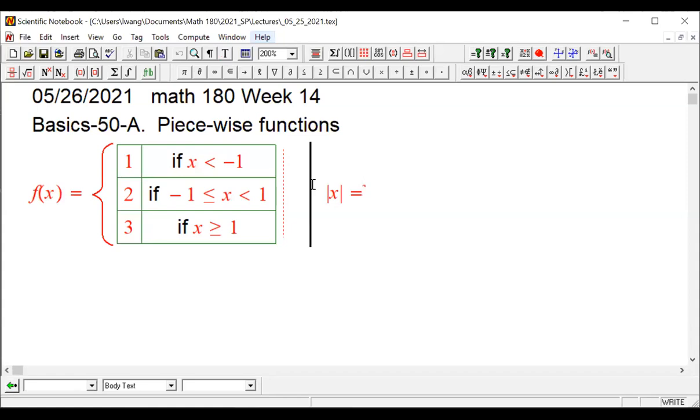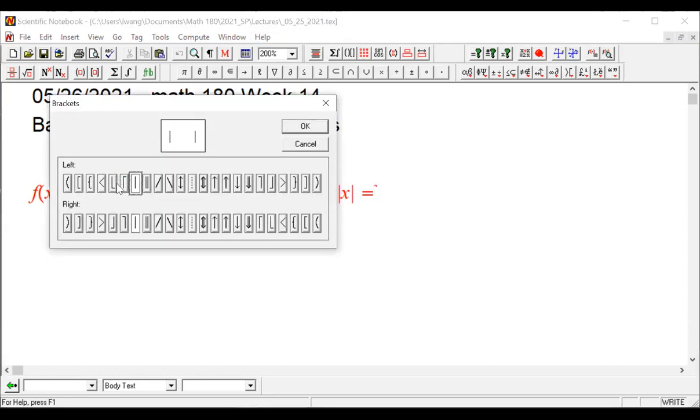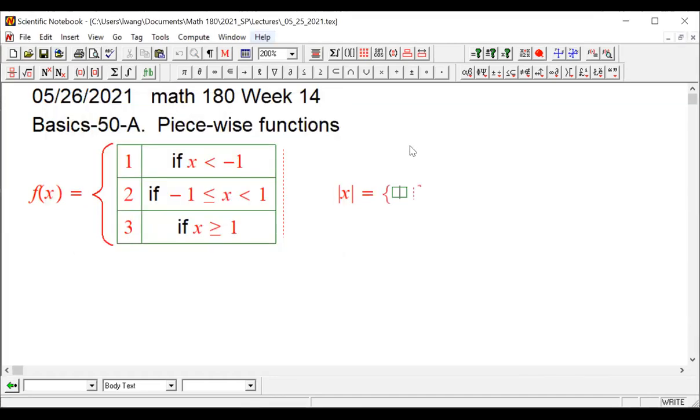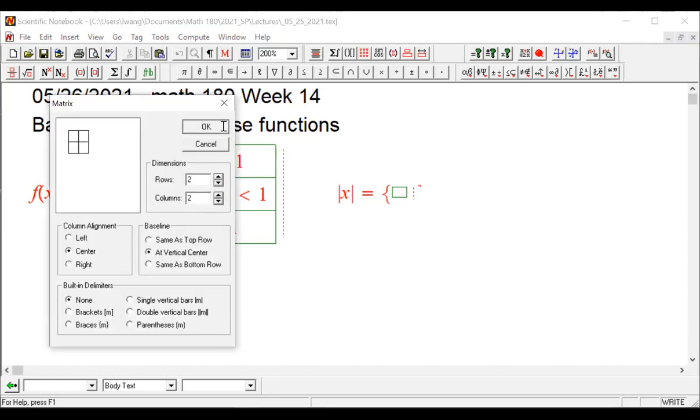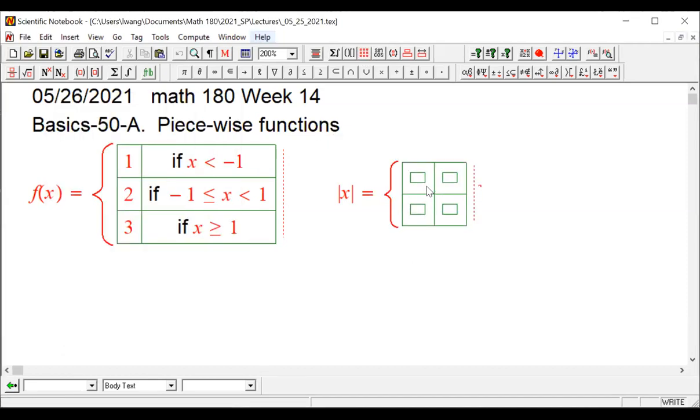Remember the narrative? The absolute value of a non-negative number is the same as the number. The absolute value of a negative number is its opposite. This is a piecewise function as well. Okay, the absolute value of a positive number was 0, right?